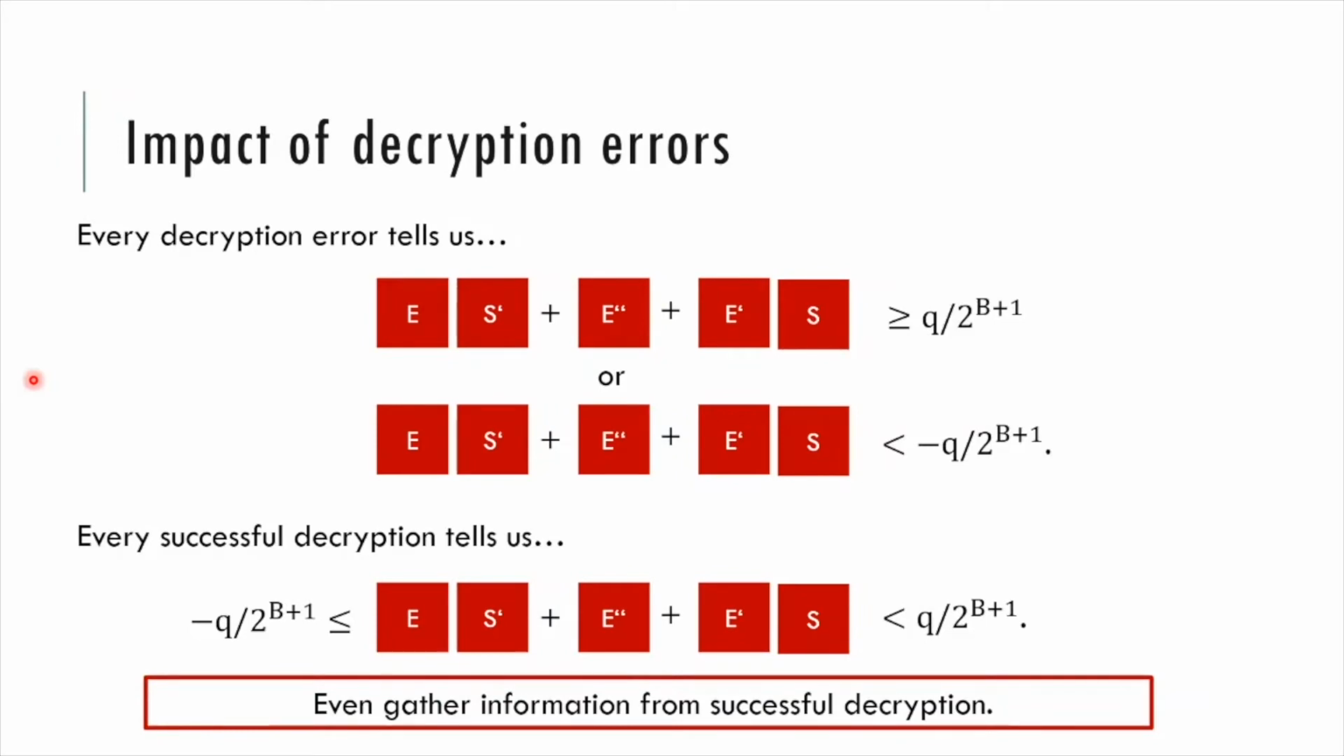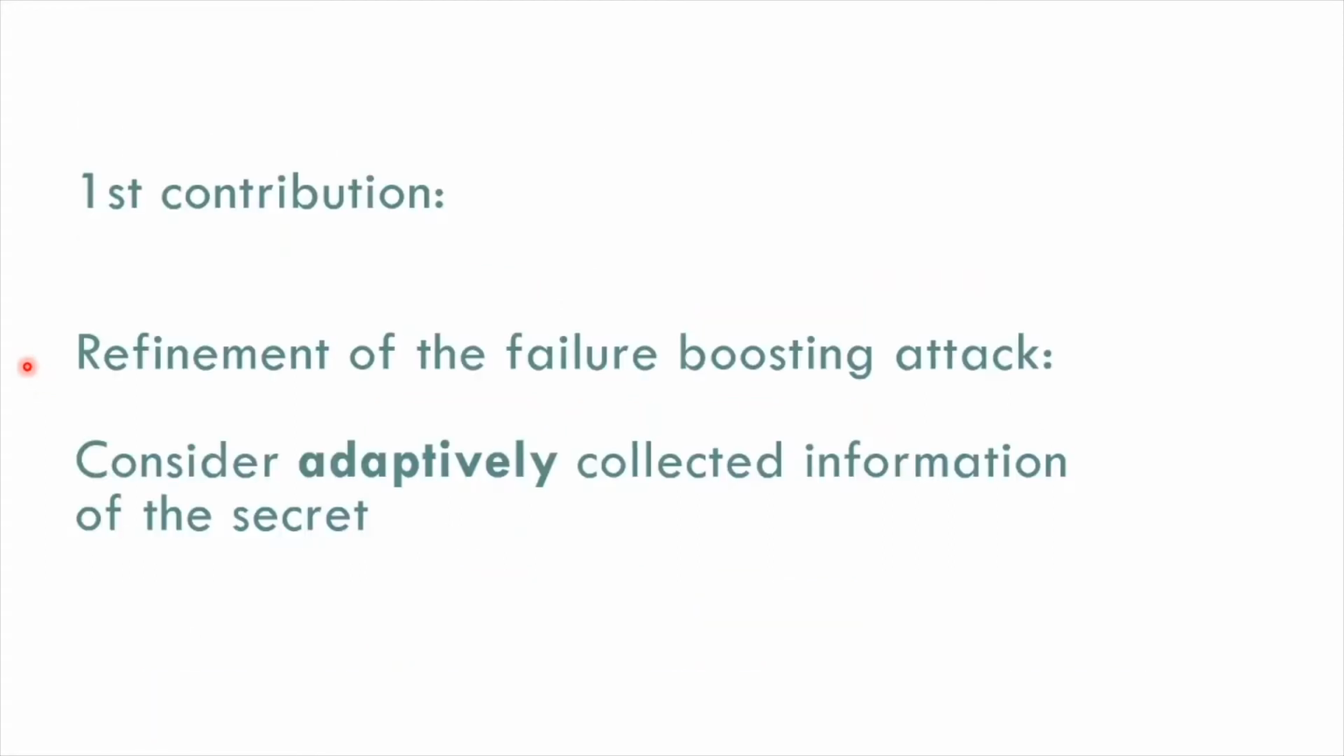Interestingly, if we know that a scheme is not perfectly correct, also every successful decryption tells us something, namely that the error terms are in between these bounds. That means we can even gather information from successful decryptions. This leads to our first contribution, the refinement of the failure boosting attack. In particular, in our analysis, we consider adaptively collected information from successful decryptions.